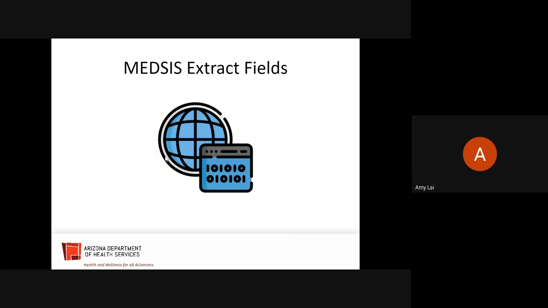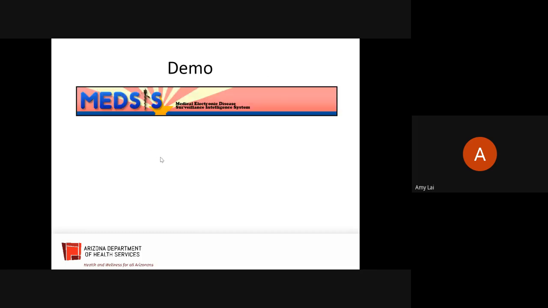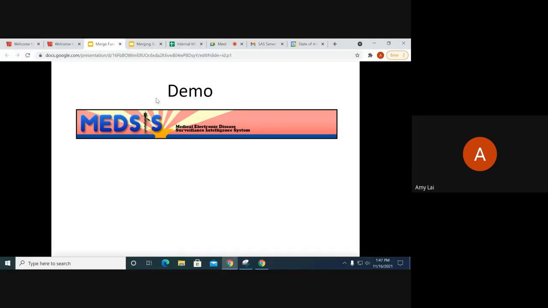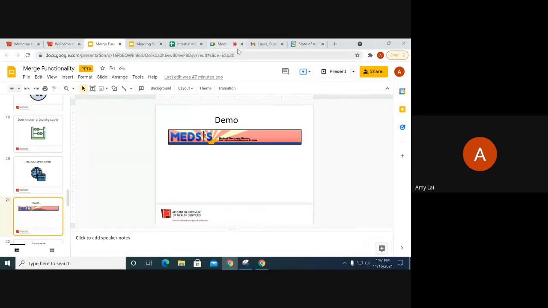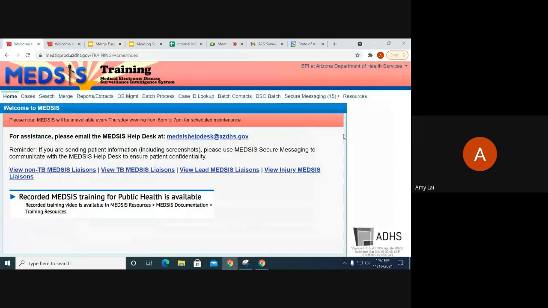If you will be working with data in the MEDSIS extract, we will talk a little bit more on Thursday, but within the MEDSIS extract, there are a few columns or variables that you could use to determine whether this is a merge case or not. And on this handout, there is a table that lists out those fields, just for your reference. Next. So that's all the slides I have. Any questions before we jump into demo?